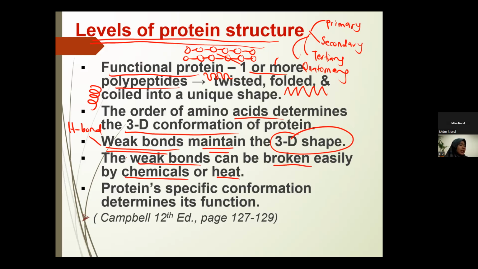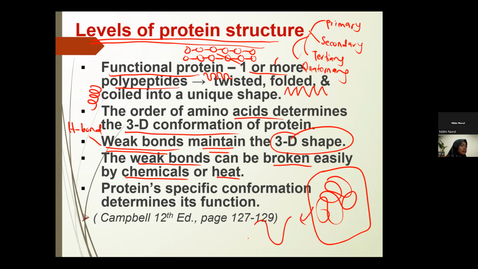Contoh bentuk asal dia macam gini. Ini bentuk asal awak punya. This one. This is the 3D shape of your protein. So due to pH ataupun temperature tinggi sangat ke whatever, bentuknya akan hilang dan dia akan jadi macam ni je. Dia hilang bentuk dia. Faham? That is what we call the weak bond maintain the 3D shape.